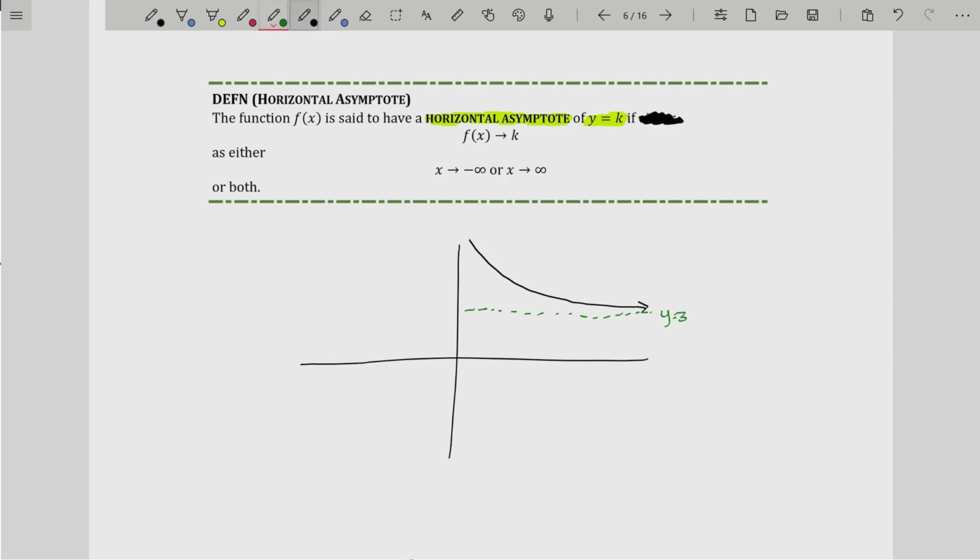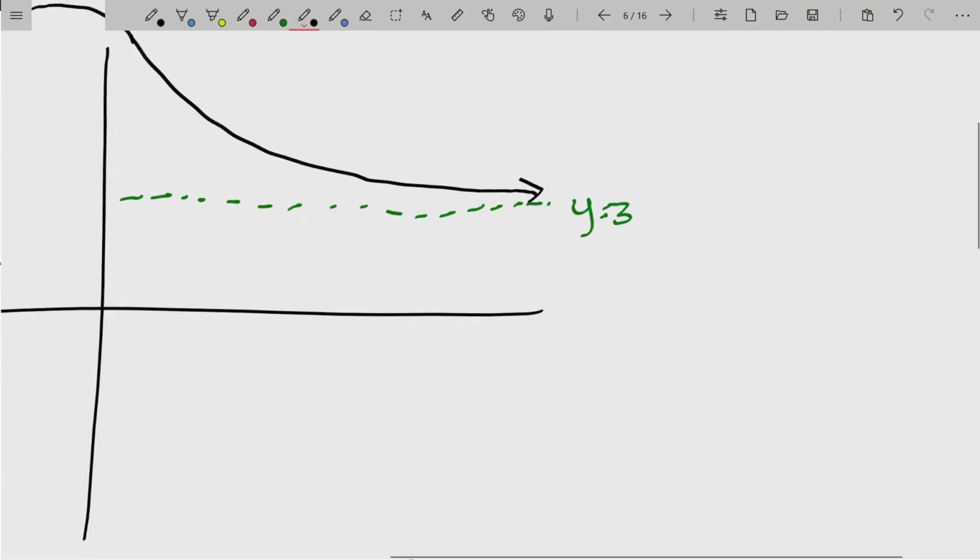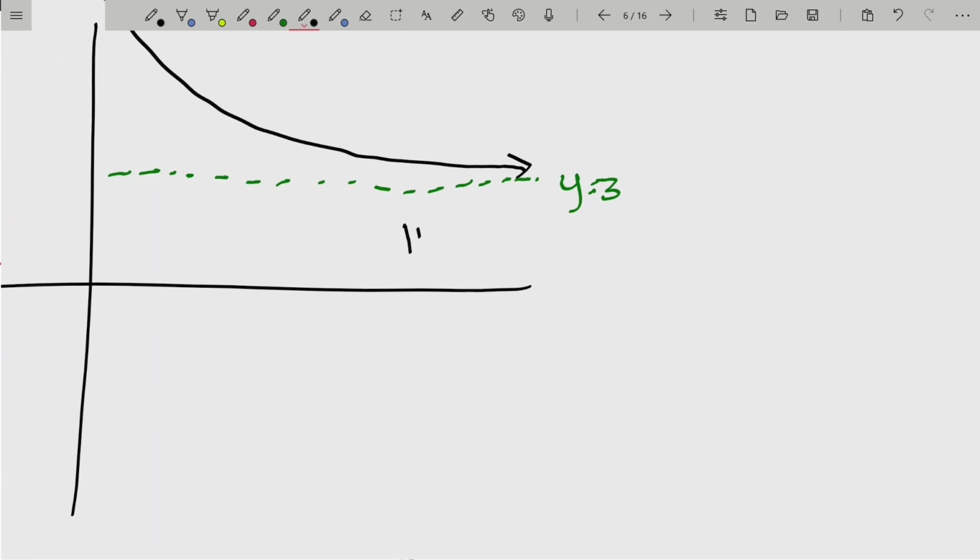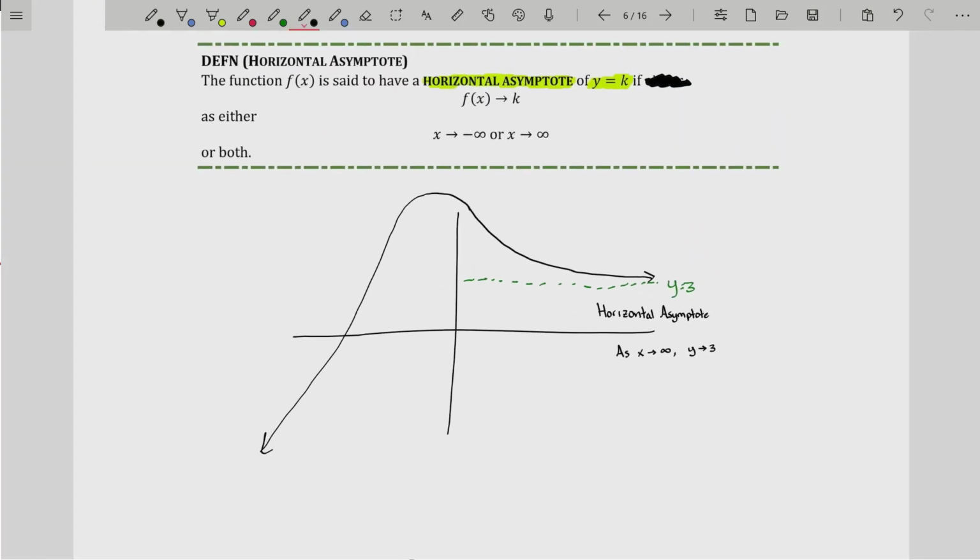On the other side, it could do this. Let's actually say it just dives down forever over here. That totally does happen, actually. So there's not a horizontal asymptote on the left-hand side, but on the right-hand side, there is. As x goes to infinity, the y values approach 3. Notice on the other side, there's no such horizontal asymptote, and that's okay. This function still has a horizontal asymptote.